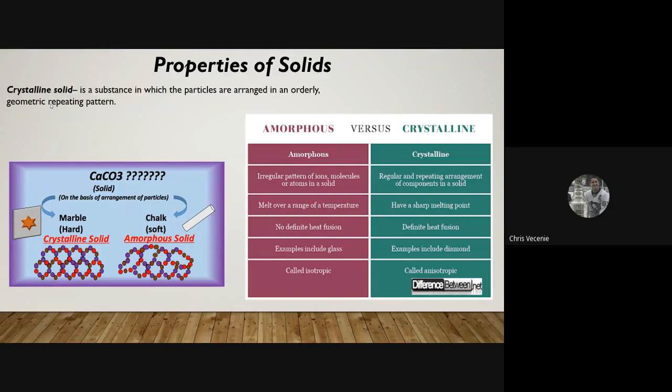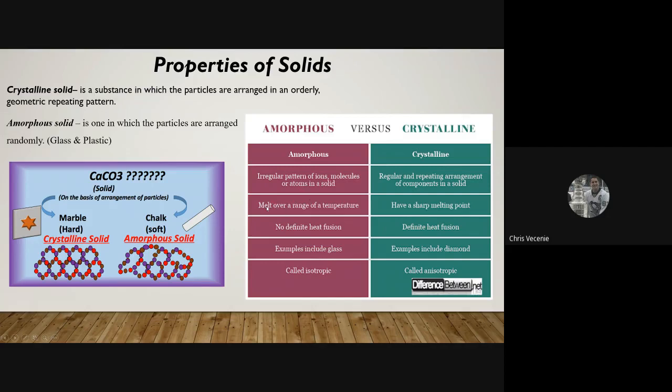And it's all about the organization of the particles. Right? Crystalline solids have a very distinct, repeated, orderly pattern that occurs over and over again. And amorphous solids, the particles are arranged more randomly, both in geometric shape and in order of particles. And that led to certain differences between them, right?